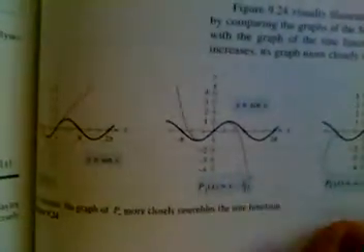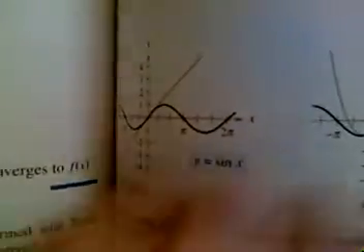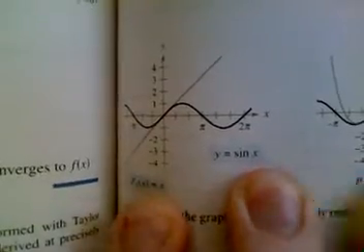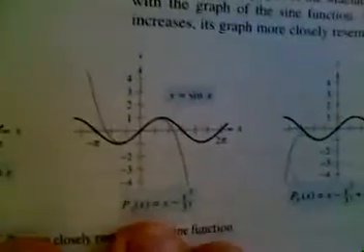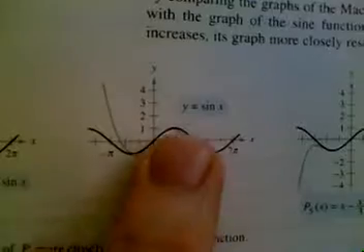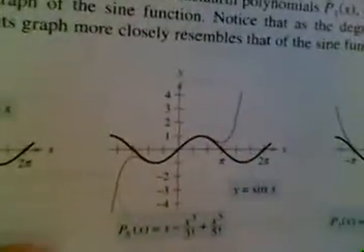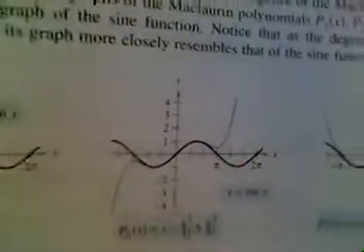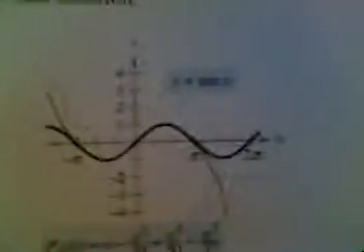The images are at the bottom of the page. You'll see the first one is the linear one, okay? P1 is x. The next one is P3. P3 is this one right here, where it's got the cubic. The next one here is the fifth degree polynomial. Okay, it's getting more and more accurate. And then this one over here is P7.